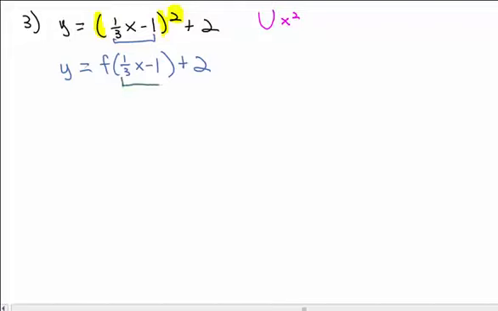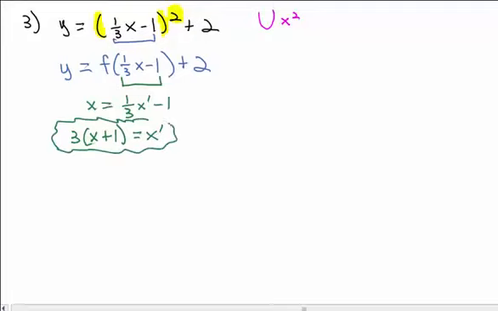So again, the stuff inside the function is going to affect the x. X is 1/3 x prime minus 1. Again, with x we have to solve it, so we're going to add 1 and then get rid of the fraction by multiplying everything by 3. That gives us our new x values. To get our new y values, we look at everything outside the function, where the function becomes y, and then there's just this plus 2. So y's are simple. The function is just added to.